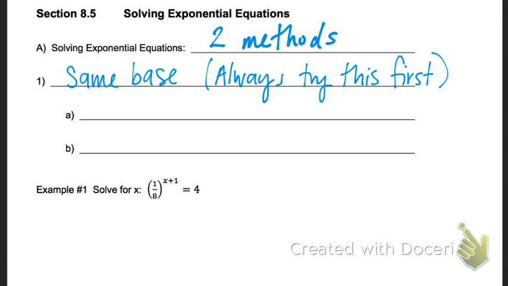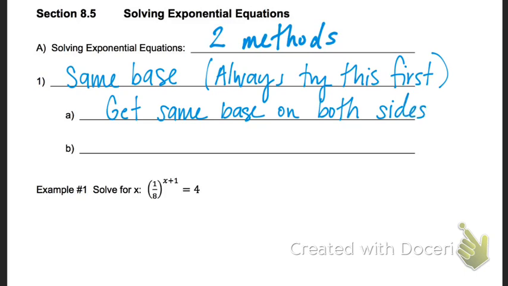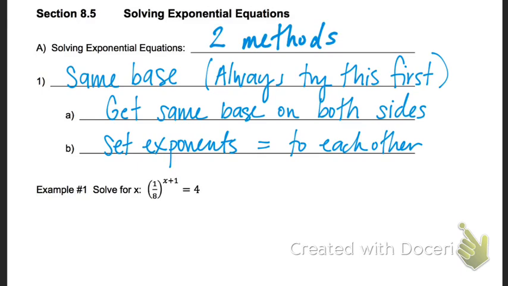So the first step is that you're going to get the same base on both sides. And you kind of have seen this before. We just haven't formally done an equation with it. And then we're going to set the exponents equal to each other. Then solve for x. I'm not going to write that step because that seems intuitive.